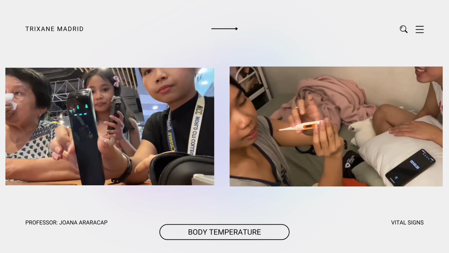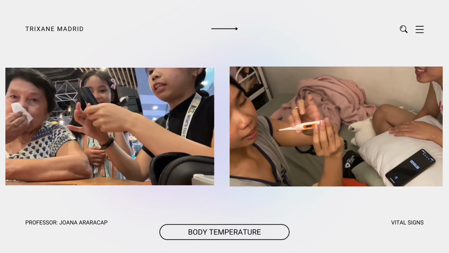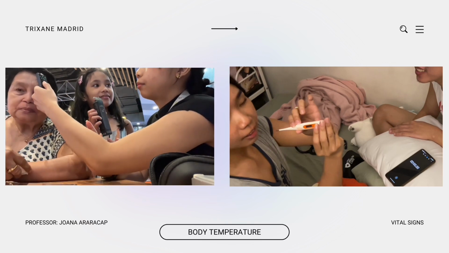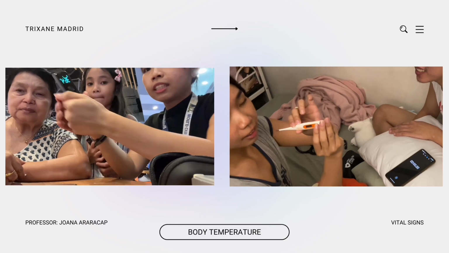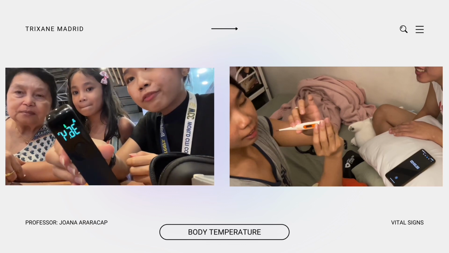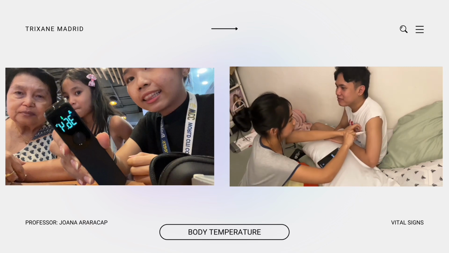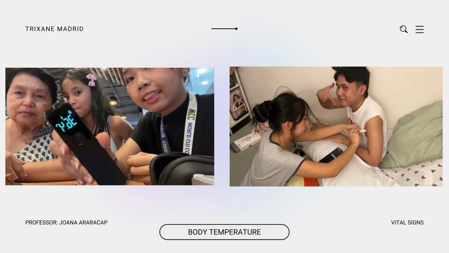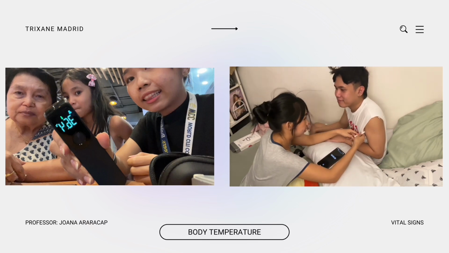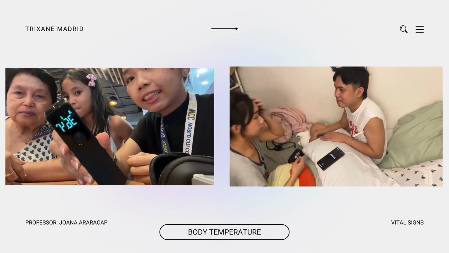Body temperature is the physiologic balance between heat produced in the body tissues and heat lost to the environment. I am using a forehead thermometer for my patient on the left, which provides a quick and sterile way to assess an individual's temperature. This was essential during the midst of the pandemic, and her body temperature was 36.4 Celsius degrees.